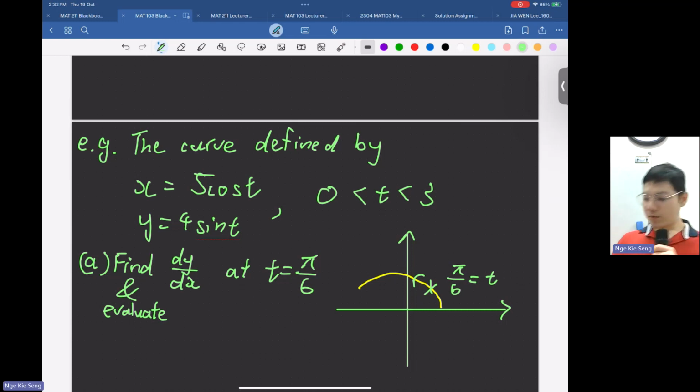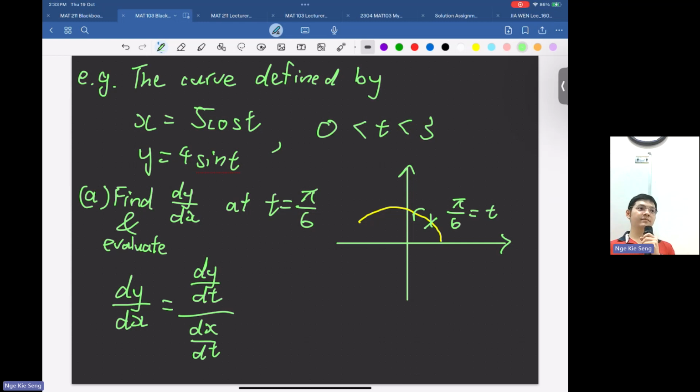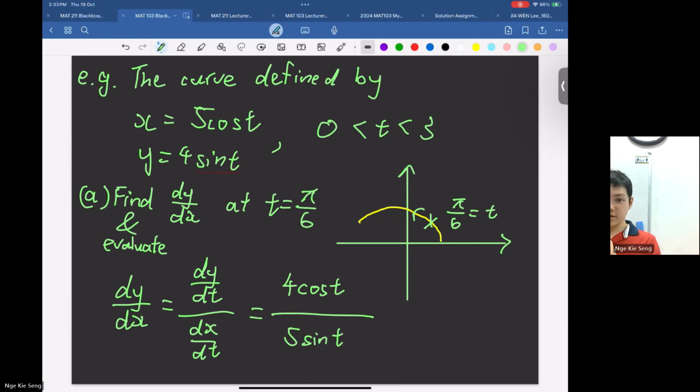So we want to find this. What do we need to do? Just now we showed that dy/dx equals dy/dt over dx/dt. Y is given, x is given, y is differentiable, x is also differentiable. If you write y in terms of x, it is also differentiable, so we can do this. So dy/dt, what do you get? 4 cos t. dx/dt you get 5 sine t with a minus sign. Good, so these are what we have.